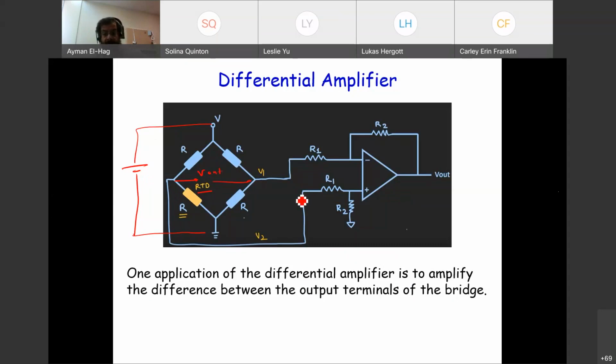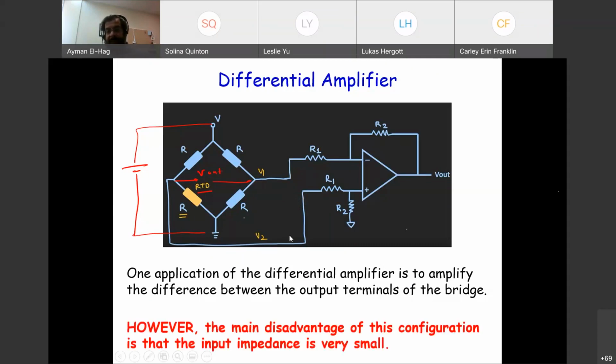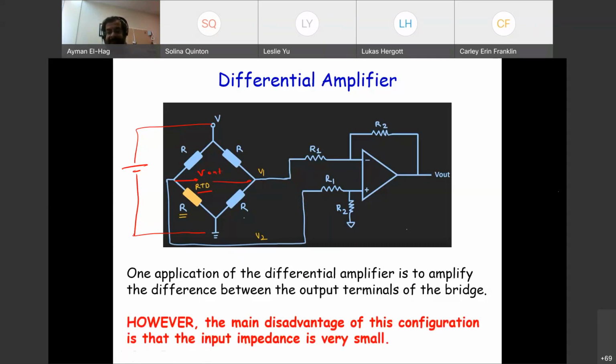Okay, so what's wrong with this? Everything looks good. There is one issue. The issue that we need to solve now to go for the last amplifier is that the input impedance is very small. First we need to understand what is input impedance, and then why it's a problem when it is small. So this is to start with.